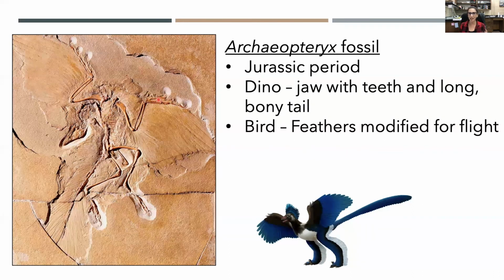So specifically talking about dinosaur features, we have a jaw with teeth and a long bony tail. Okay, so those are the features of the Archaeopteryx that make it seem like a dinosaur. But then we have this key distinct feature of a bird-like creature with feathers that are specifically modified for flight. And while we don't know exactly what this animal looked like, there have been artist depictions to guess at what it looked like while it was living. So Archaeopteryx was probably living around 200 to 145 million years ago.